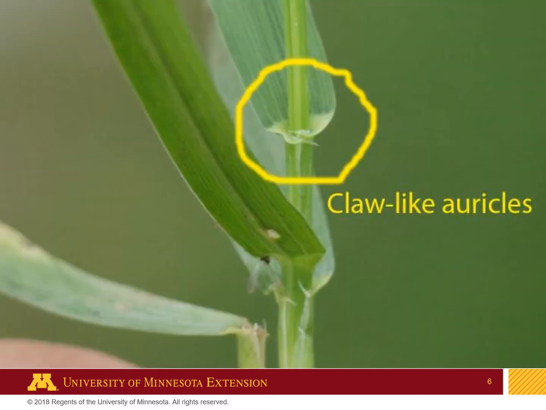This image shows an example of claw-like or clasping auricles which can be found on individual weed species such as annual ryegrass or quackgrass. This feature is a key identification characteristic for these two species. Other grasses found in Minnesota do not have claw-like auricles.